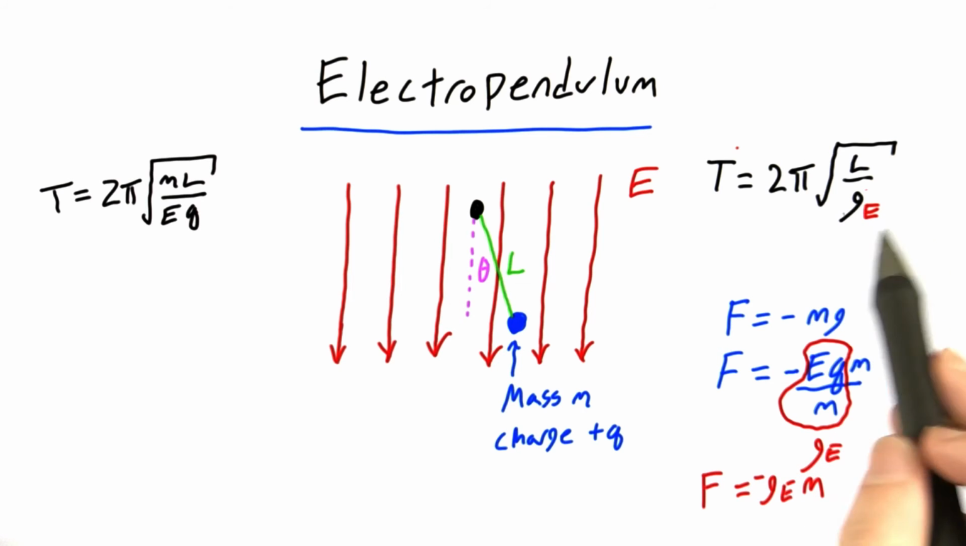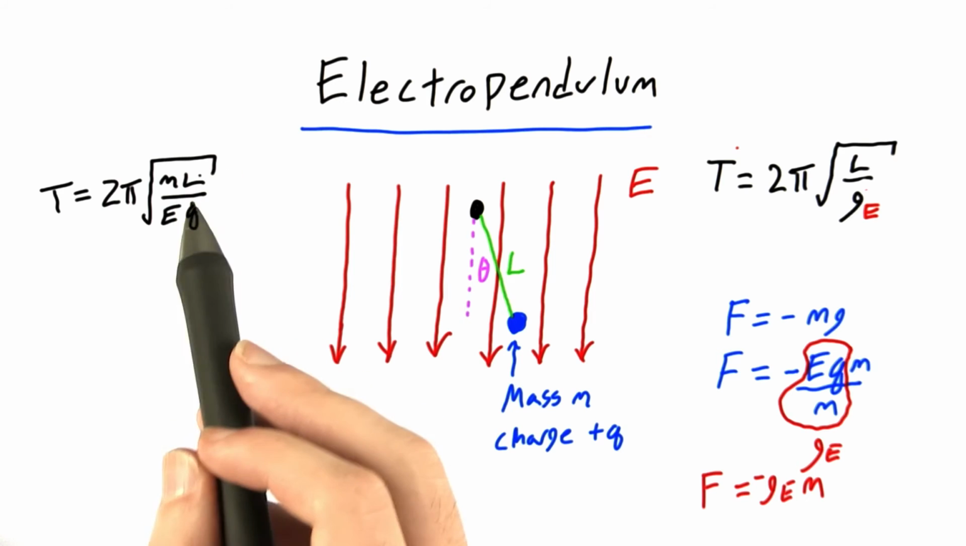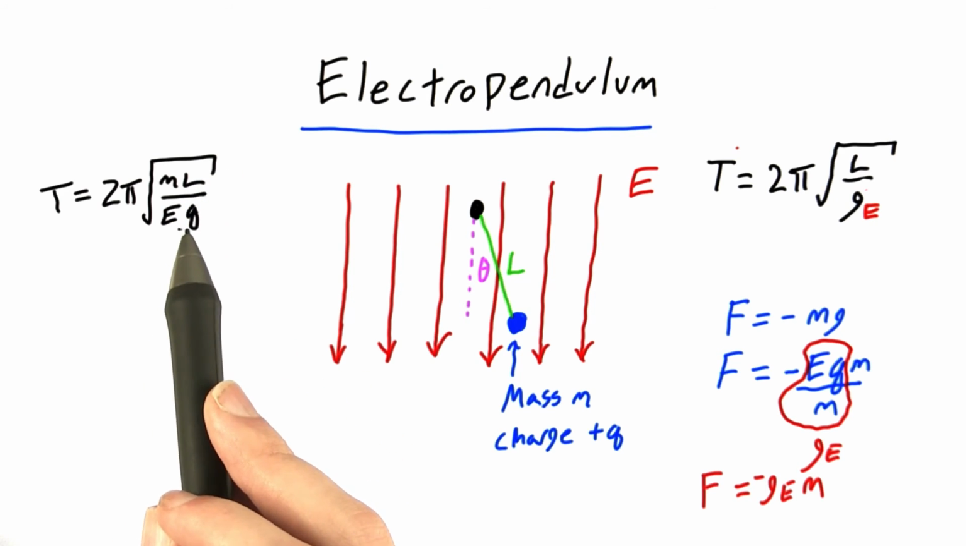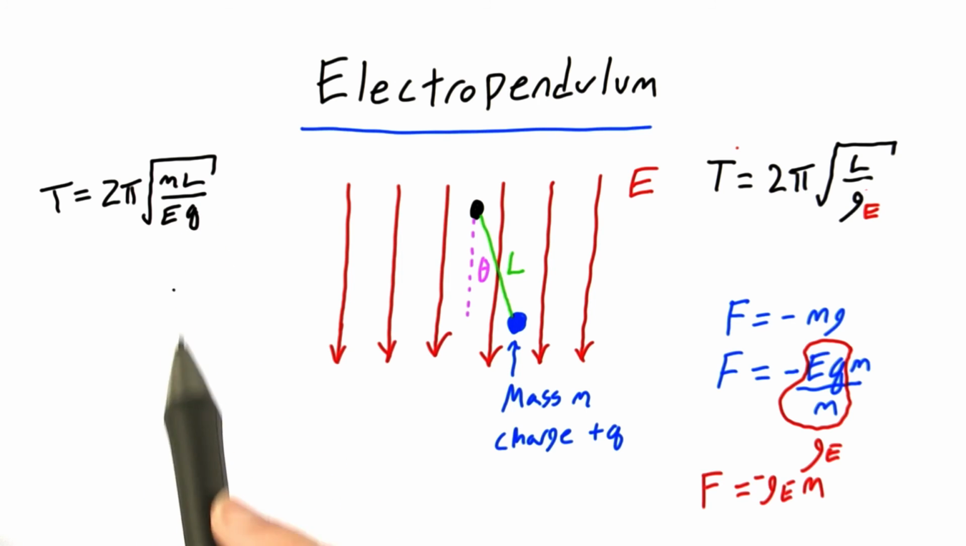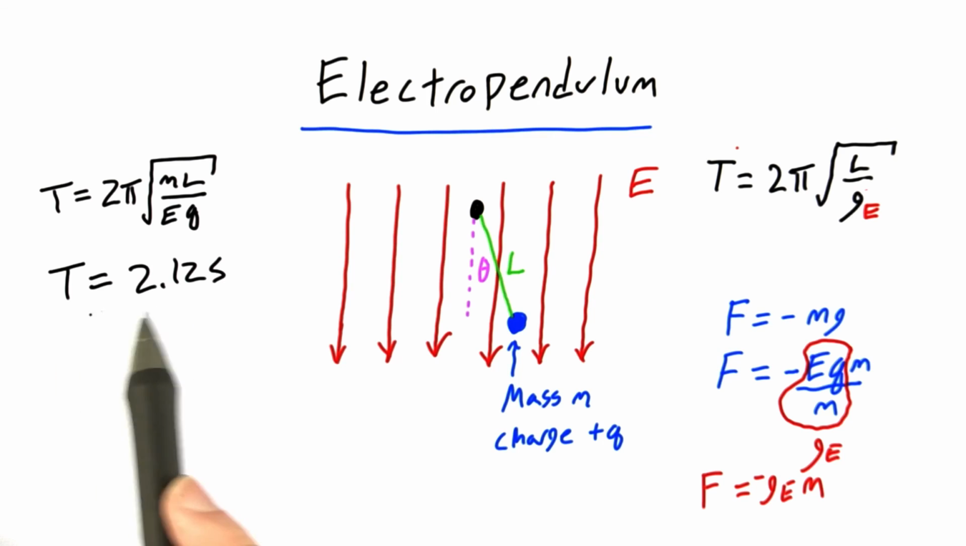So plugging in our value for g_E here, we get that the period is equal to 2 pi times the square root of the mass of the bob times the length of the pendulum over the electric field strength times the charge q. And plugging in all my values for all of these variables, I get that the period of the pendulum swing is 2.12 seconds. Great job.